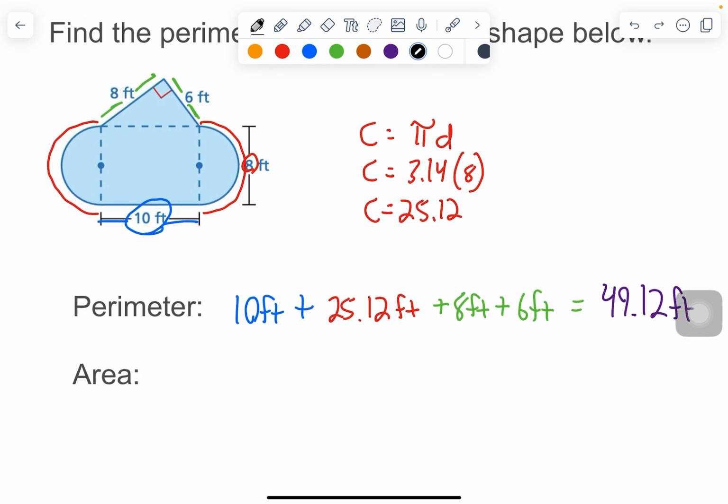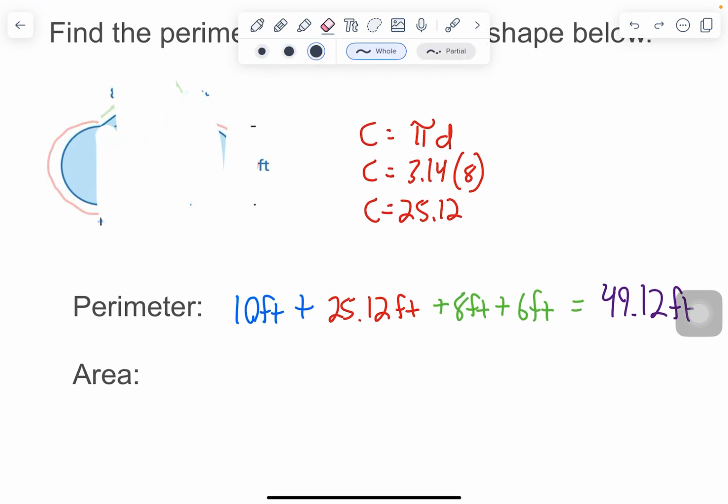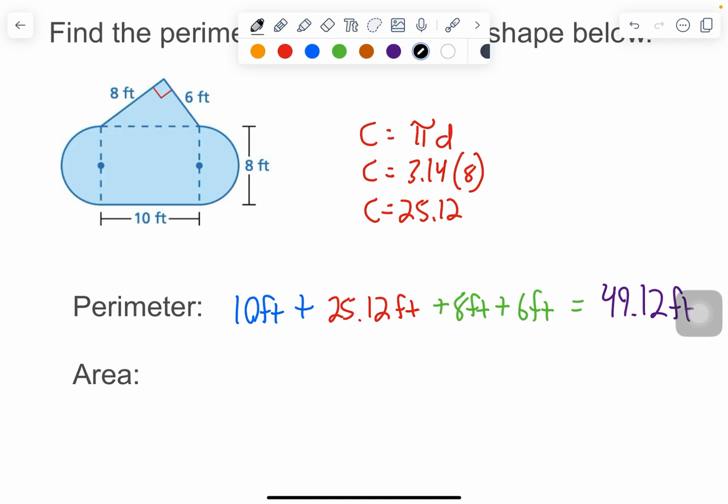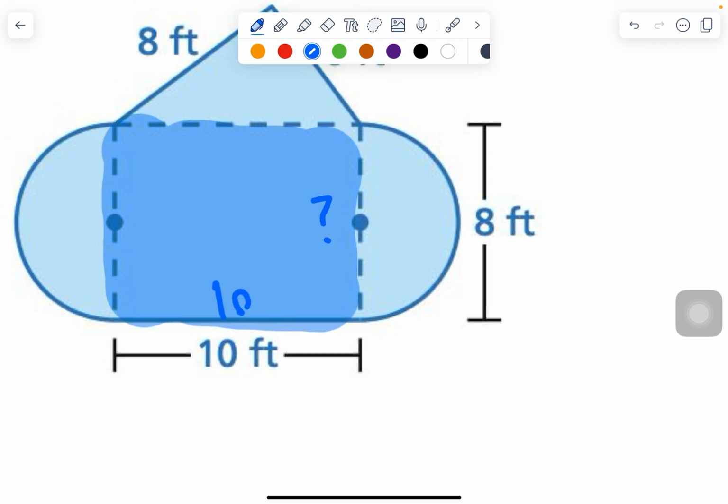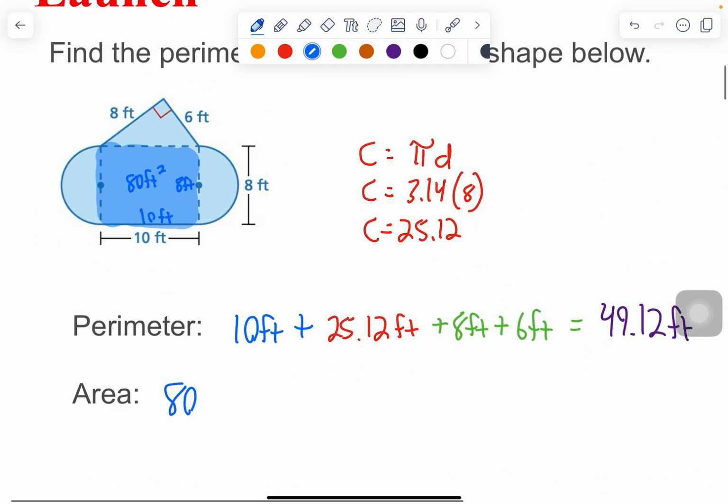Okay, so I'm going to erase some of my color coding because I need to now think about area. The first thing I'm going to think about is this rectangle in here. It is 10 feet. And what's this side over here? Well, it's going to be the same thing as this right here, so I'm going to call this 8 feet. So this center is going to be 80 feet squared. So I know I'm starting off with 80 feet squared, and I'm going to add to that.